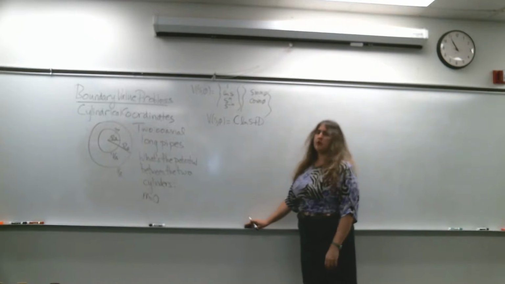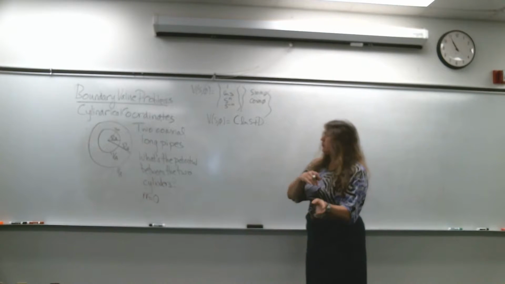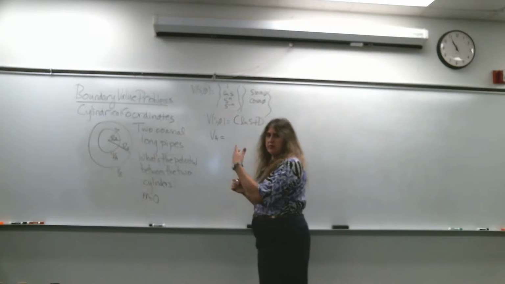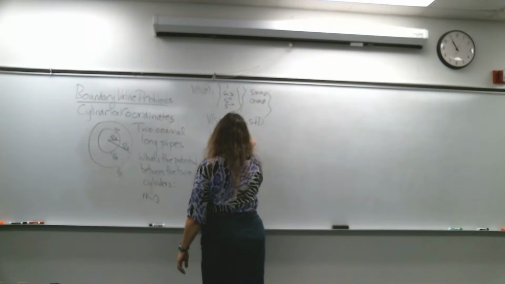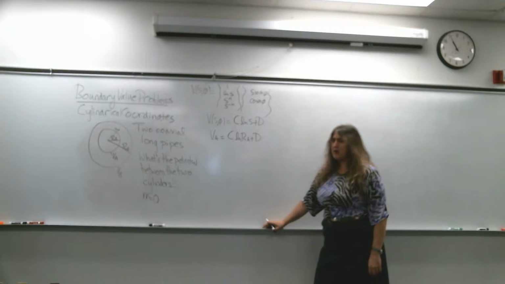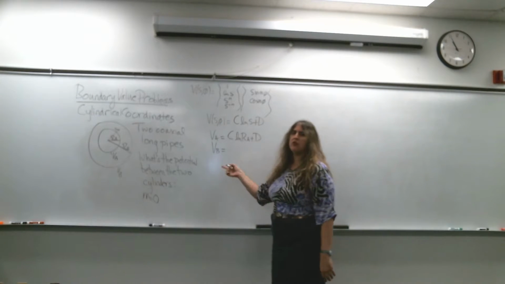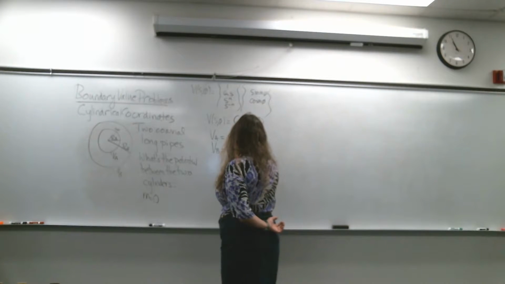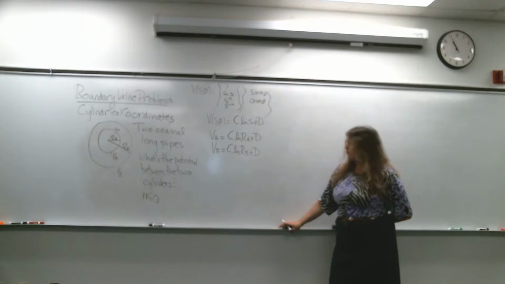In order to solve this problem, I need to apply the two boundary conditions: the boundary condition on the inner cylinder and the boundary condition on the outer cylinder. On the inner cylinder, or pipe if you prefer, the potential is equal to VA, and that's equal to constant C times natural log of the radius of the inner pipe plus D. On the outer cylinder, the potential is equal to VB, and that's equal to C natural log of RB plus D. We've got two equations, two unknowns.